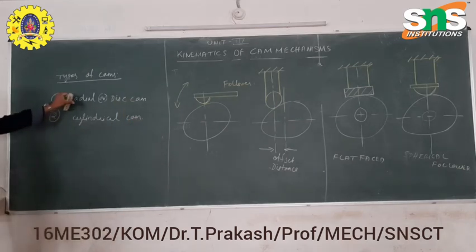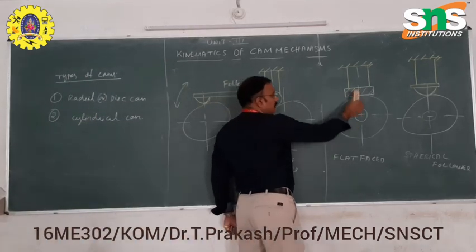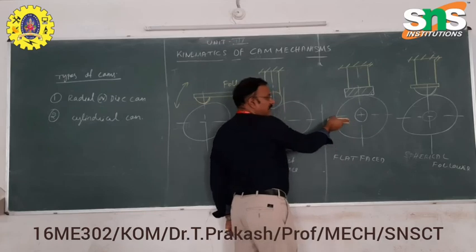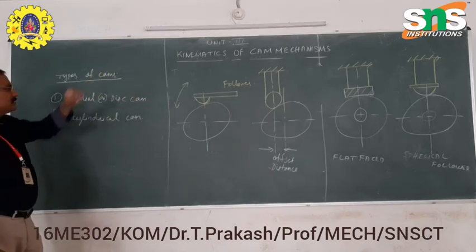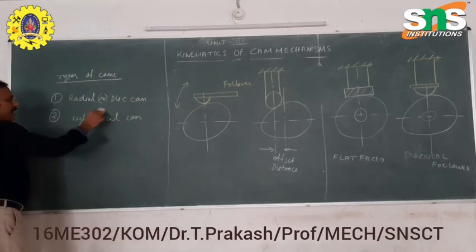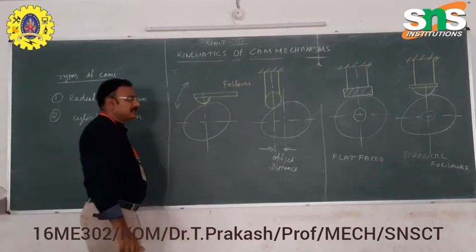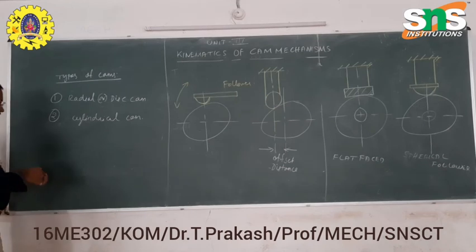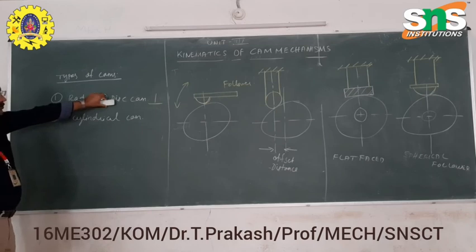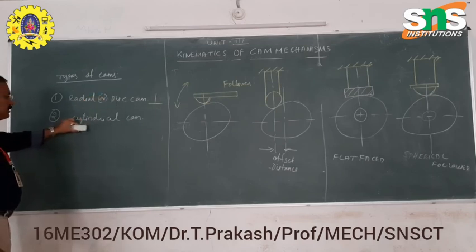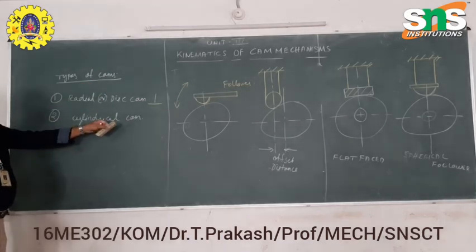What is the meaning of a radial or disc cam? You can see here the same picture, the flat faced follower. The axis of the follower and the cam axis will lie perpendicular to each other, and the follower has some translation motion. It is called as a radial or disc cam. All these types of cams come under the radial or disc cam. What is the cylindrical cam? In the radial cam the motion of the follower and the cam axis will be perpendicular to each other. But in cylindrical cam, the follower motion with the cam axis will be parallel to each other.